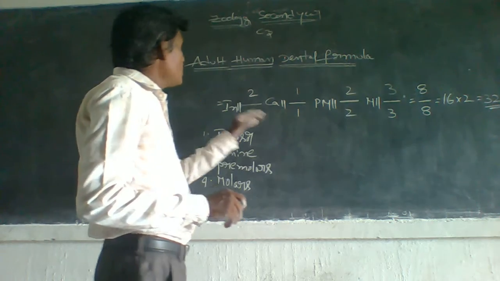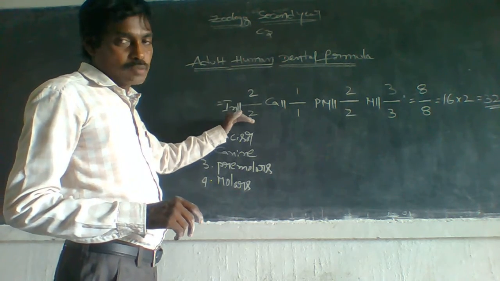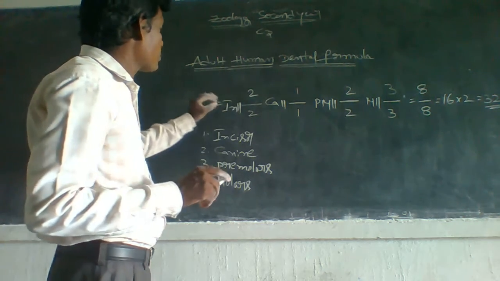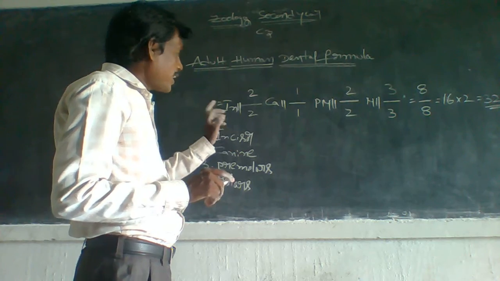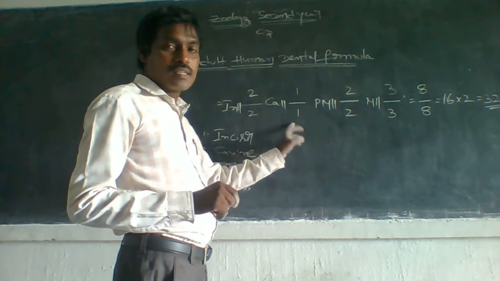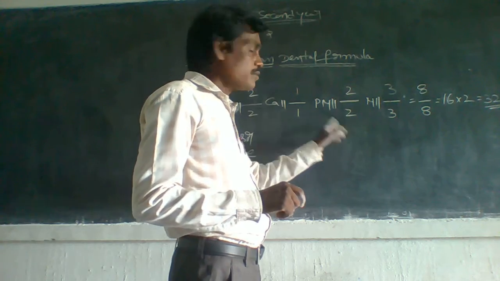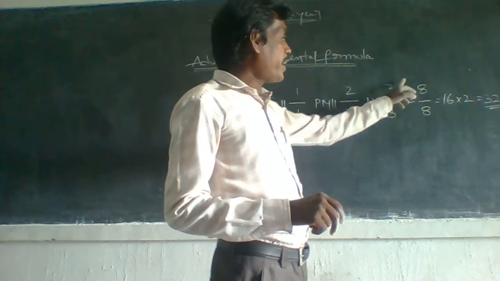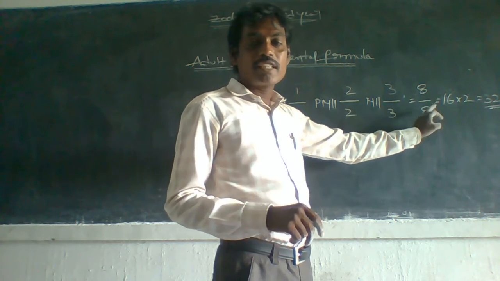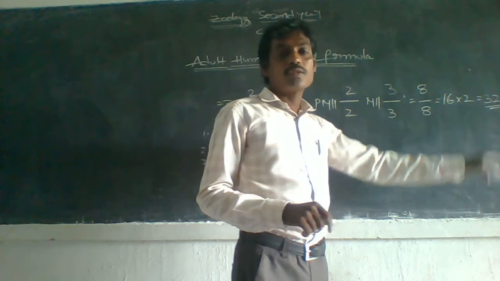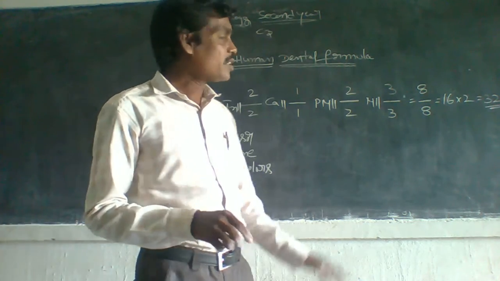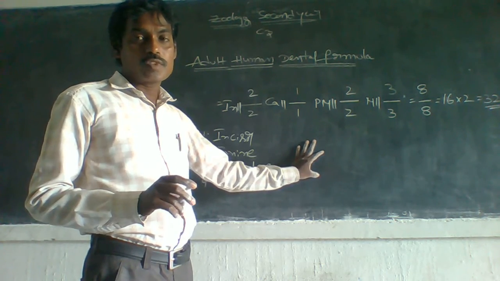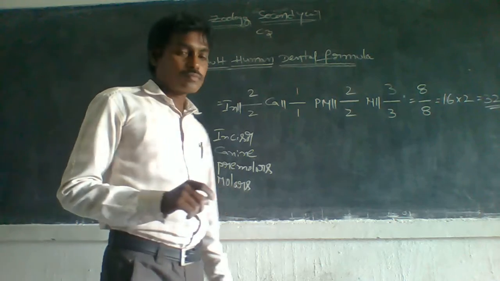So this is the adult human dental formula: 2 by 2 incisors, 1 by 1 canines, 2 by 2 premolars, 3 by 3 molars. Total 8 by 8 equals 16 into 2 equals 32. So this is the adult human dental formula.